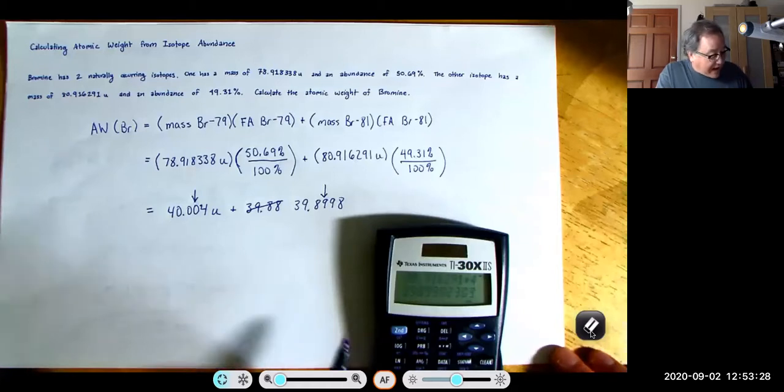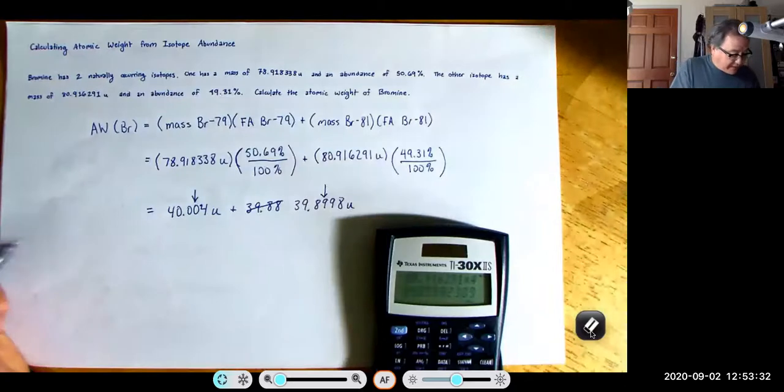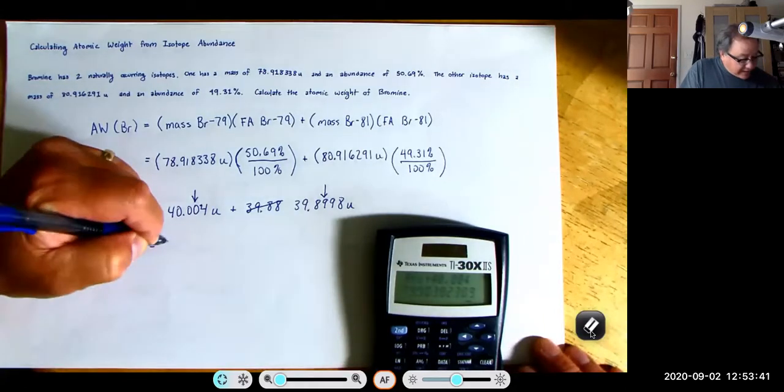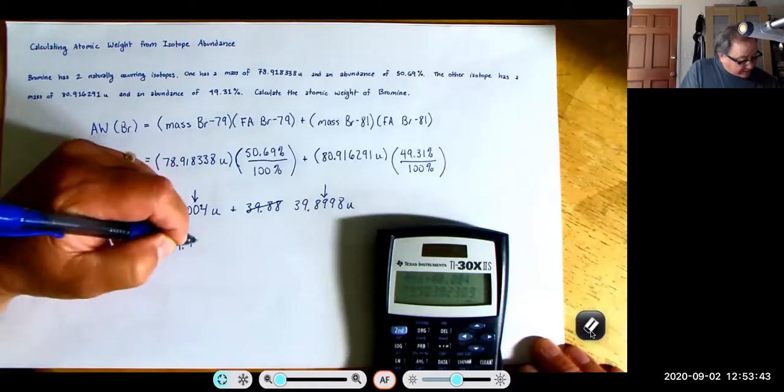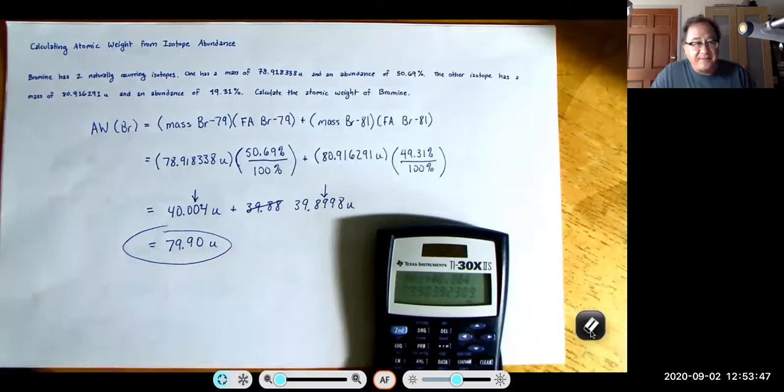And so now when I add these, I'm going to round to 2 places after the decimal for my final answer. So 39.8998 plus 40.004, and we get 79.90 u. And that's the atomic weight of bromine, rounded to the appropriate place, showing the work I would expect if this were a question on the exam.